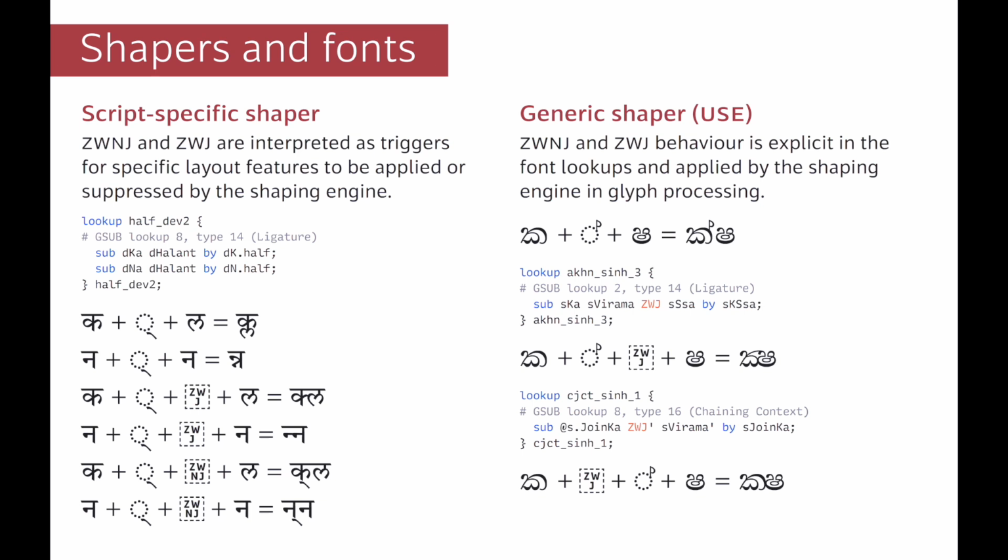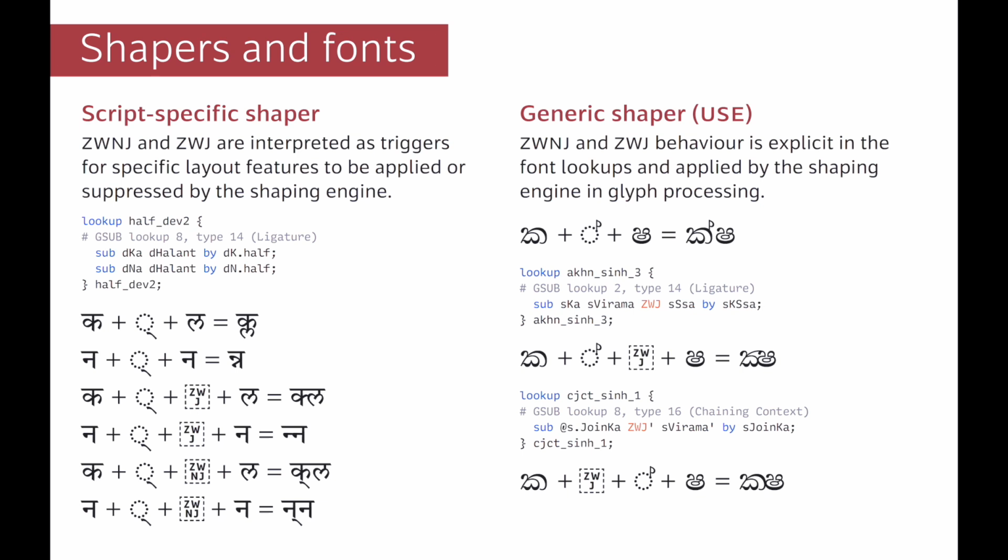Within the prevalent OpenType layout model, there are 2 basic ways in which the zero-width joiner and non-joiner are implemented in shaping engines and fonts. Script-specific engines contain knowledge of Unicode-specified behavior for these formatting control characters in each script, meaning that their presence in text can be used to trigger or suppress individual layout feature lookups in the font.